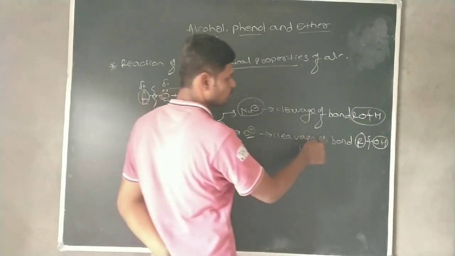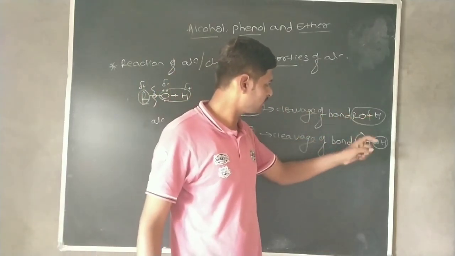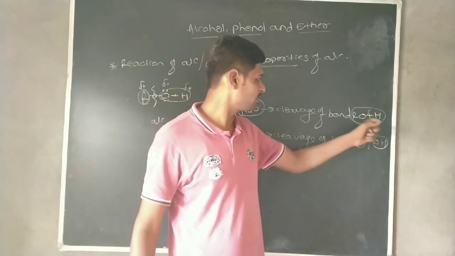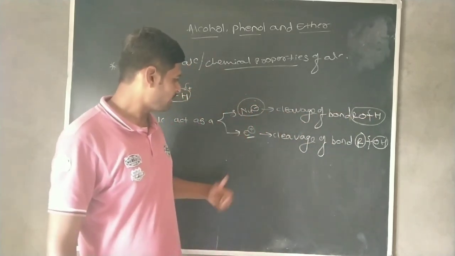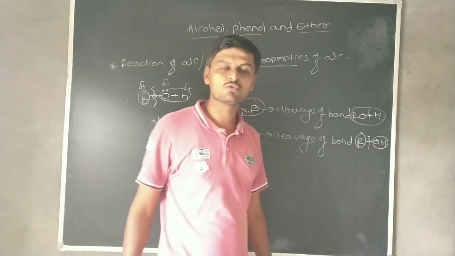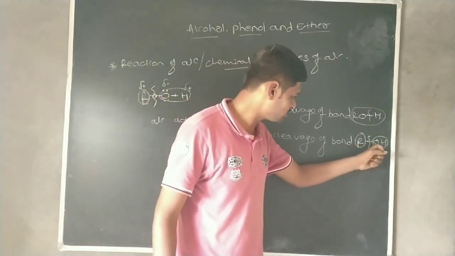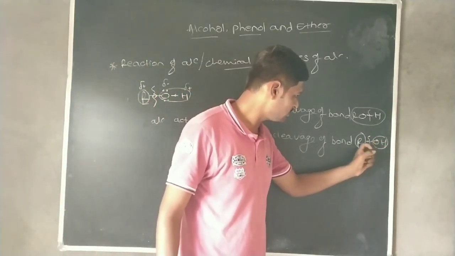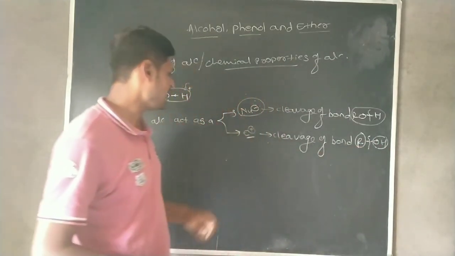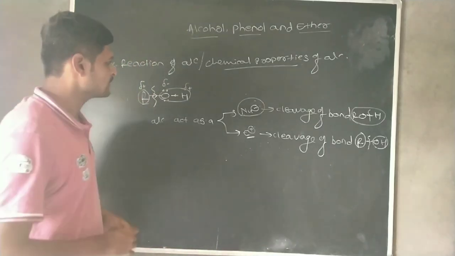Okay, there are two different bond cleavages here. In the first, the bond between oxygen and hydrogen breaks, and this forms a nucleophile. After that, the bond between the alkyl group and the hydroxyl group, which contains oxygen, also breaks. After breaking this bond, the alcohol acts as an electrophile.